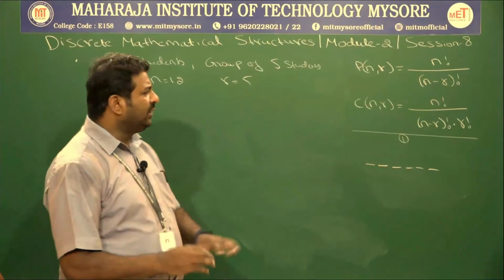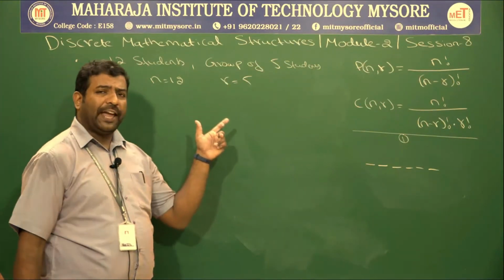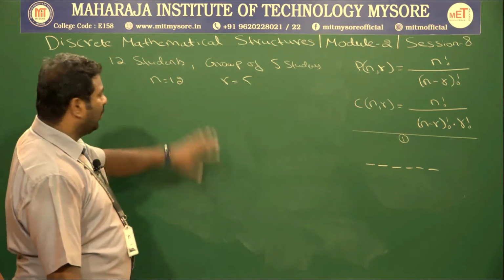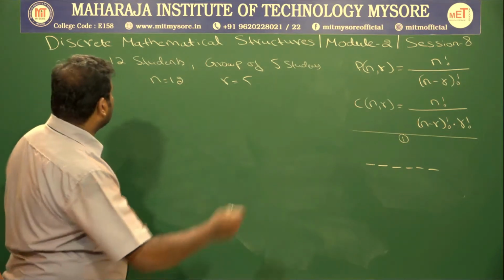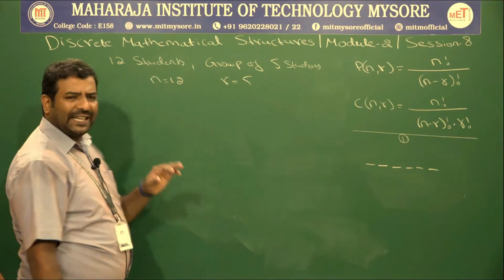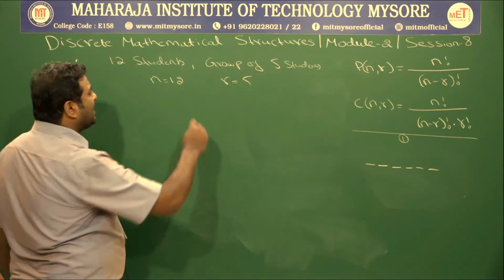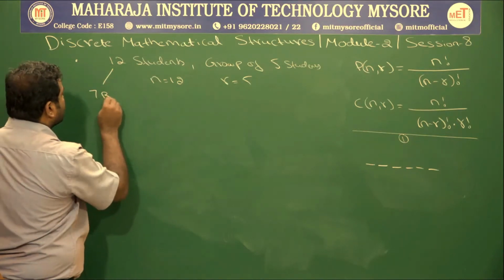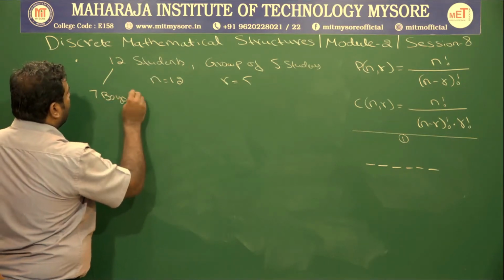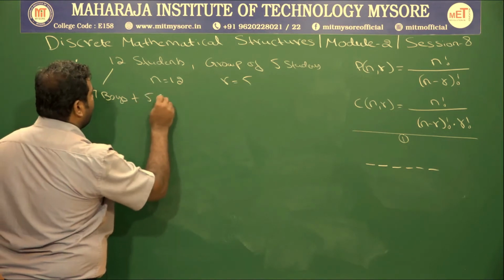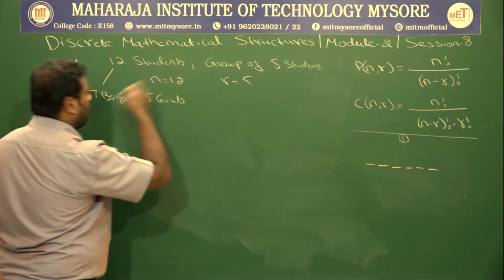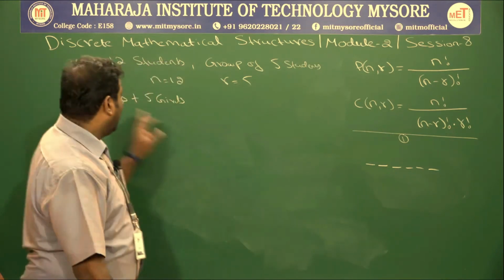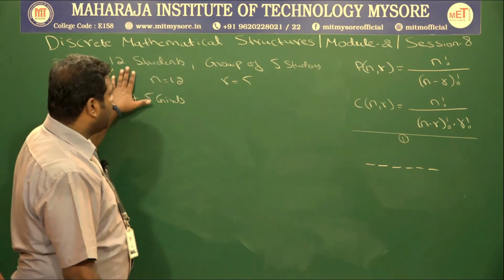Fine. The next variation we can have in the same problem is, I am going to have 12 students. Out of these 12 students, let me say that there are going to be 7 boys, plus 5 girls. In total, again I have n equals 12 itself. I am going to have the 12 students.